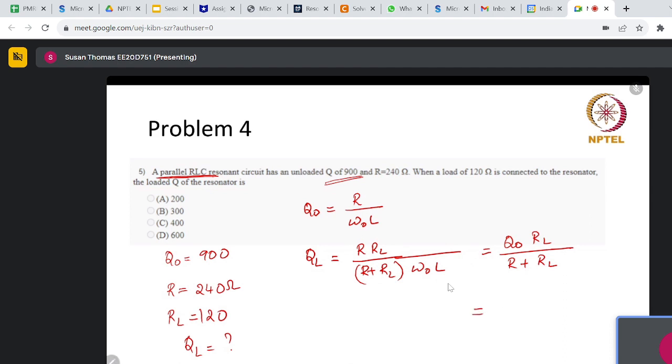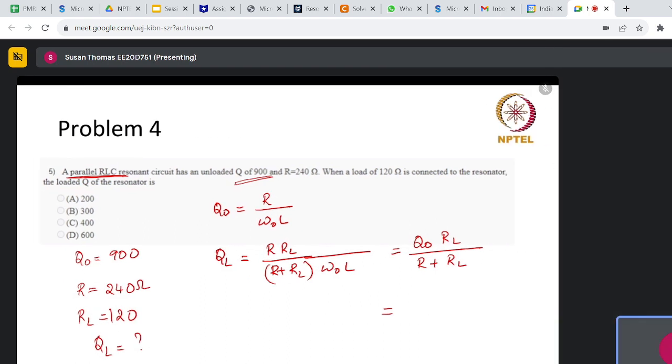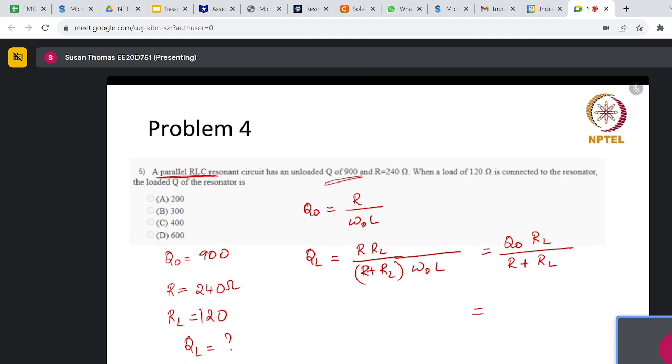Any answers here? Okay, you are saying option B. Yes, option B. Right answer. So Q naught 900 into 120 by 240 plus 120 turns out to be 300.